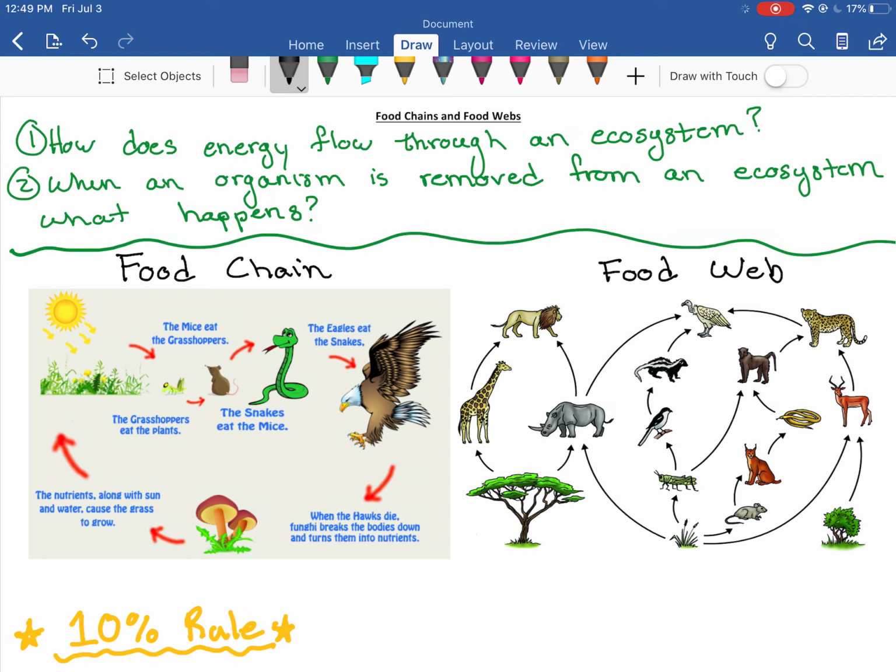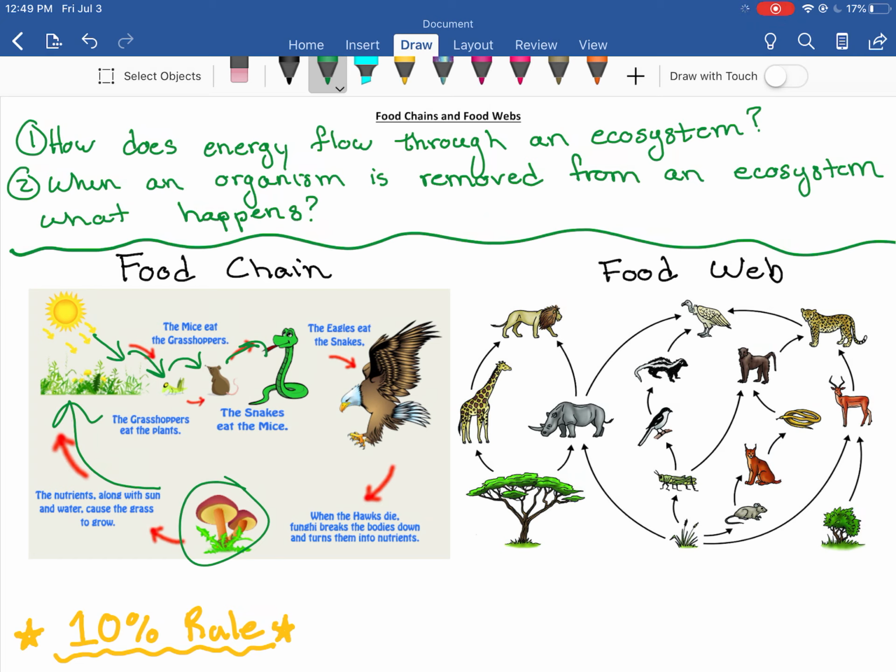So on the left we have a simple food chain, and on the right we have a food web. You've seen these before. So really quickly, a food chain travels one path. The sun goes to the grass, the grass gets eaten by the grasshopper, the grasshopper gets eaten by the mouse, the mouse eats the snake, and so on all the way through. We have decomposers here that break down dead organisms, and that goes back to the grass. Something we're going to get into more a little bit later. But that's a simple food chain.